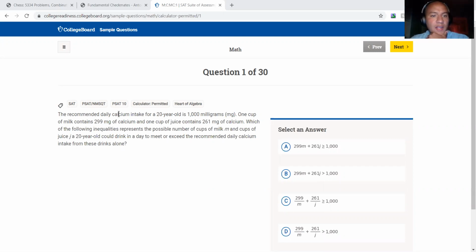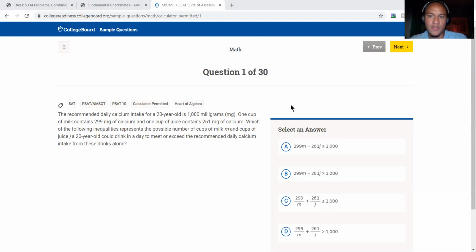The recommended daily calcium intake for a 20-year-old is 1,000 milligrams. Good to know. 1 cup of milk contains 299 milligrams of calcium, and 1 cup of juice contains 261 milligrams of calcium. So they both contain different amounts. Which of the following inequalities represents the possible number of cups of milk, named M, and cups of juice, named J, that a 20-year-old could drink in a day to meet or exceed the recommended daily calcium intake from these drinks alone?